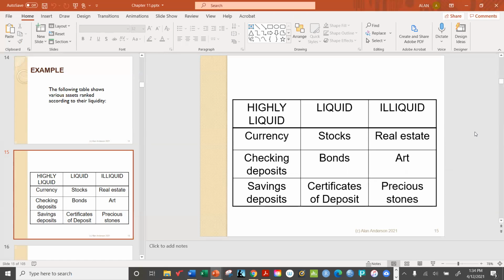Same thing, they have to be appraised and they have to be sold, and that could take time. So all of these are valuable assets, but you can see the liquid ones are on the left, the illiquid ones are on the right. Now, if all of that is true, why would anybody ever want to hold illiquid assets? Why don't people just hold all their wealth in the form of money or checking or savings deposits? What's the big attraction of the illiquid assets?